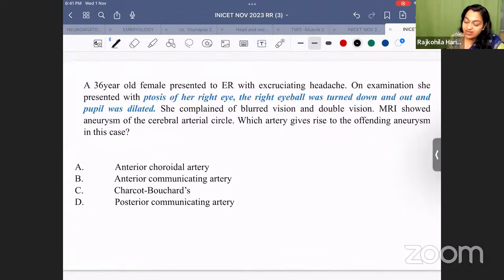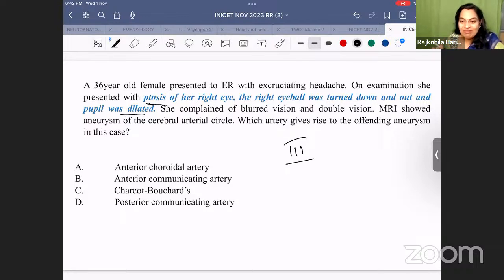So the patient is presenting with ptosis, eyeball turned down and out, and pupil dilated. You have to just tell me which cranial nerve supplying the muscles of the eyeball is involved. Ptosis. Yeah, it's very characteristic of which cranial nerve? 3, 4, 6. Pupil dilated, ptosis. This is enough to clinch the diagnosis. Yeah, if you have answered correctly in the chat box, it's the oculomotor nerve.